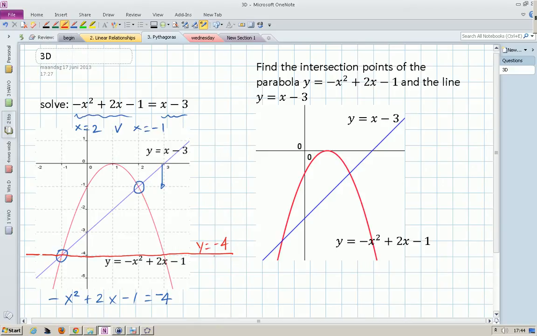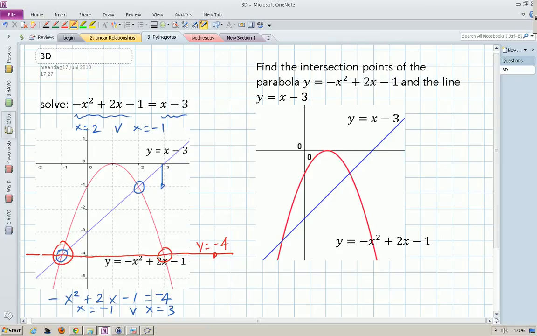Because take any point on this line, and the y coordinate of any point on this line is equal to minus 4. The x coordinate can be anything, but the y coordinate is equal to minus 4. Then the solution to this equation must be these 2 points, this one and that one. So in other words, the solution is x is equal to minus 1, or x is equal to 3.